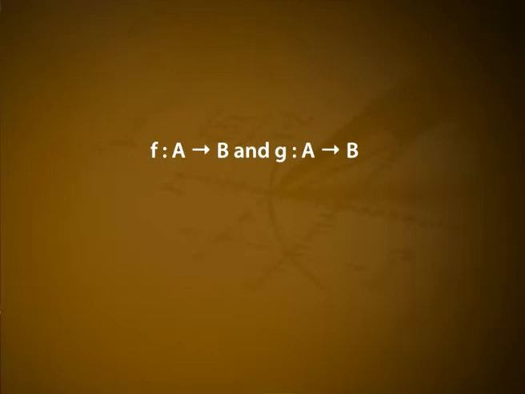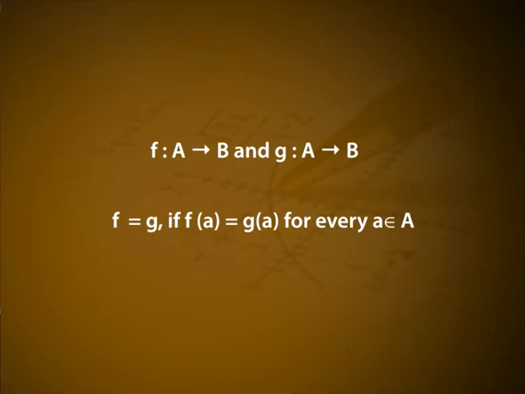Two functions f from A into B and g from A into B are defined to be equal, written f = g, if f(a) = g(a) for every a element of set A. That is, if they have the same graph. Accordingly, we do not distinguish between a function and its graph.